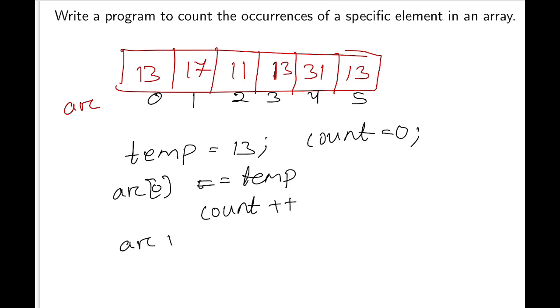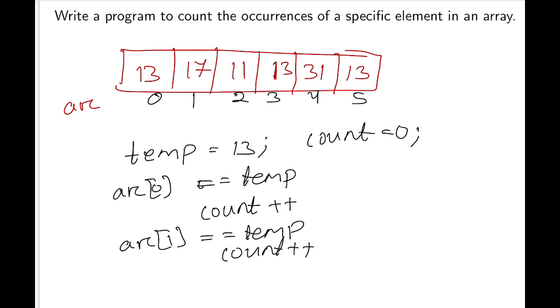Similarly check whether AR of 1 is equal to temp or not. If it is equal to temp, then count plus plus, like this. That means first we are checking this temp value 13 with AR of 0. Yes, it is matching, so count becomes 1. Now compare this one, 17 with 13, is it matching? No. Then 11 with 13, is it matching? No. Now this 13 with 13, is it matching? Yes. Now increment the value of count, so count becomes 2 here.